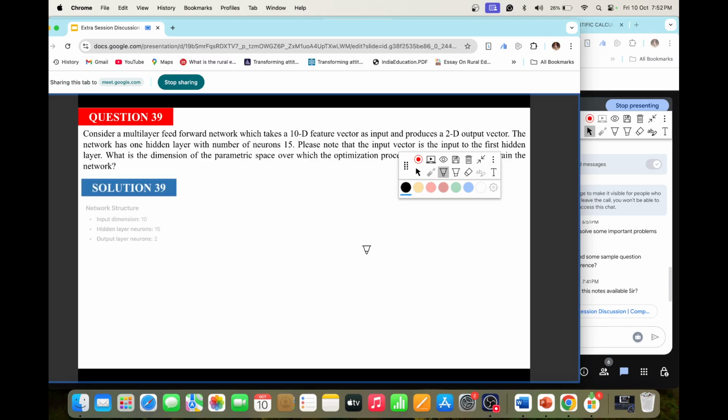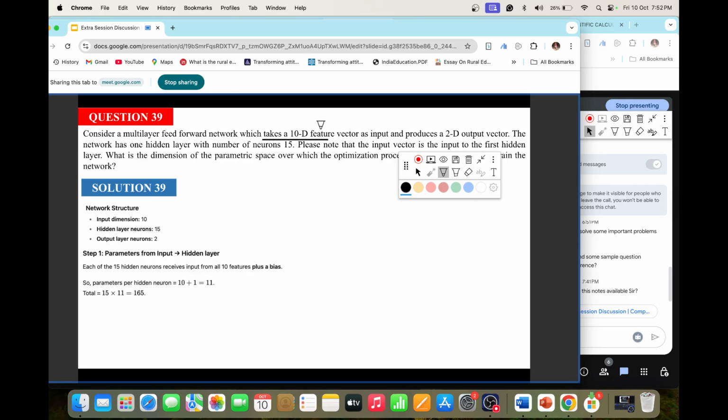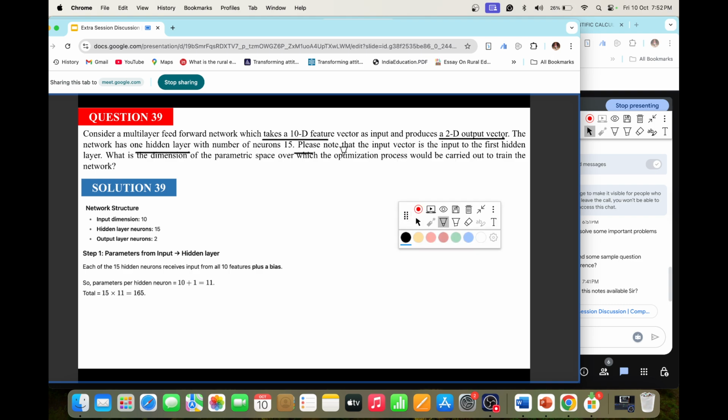And then consider this. Number of dimensions: consider a multi-layer network which takes a 10D feature, so 10 inputs are there and 2 outputs are there. The network has one hidden layer with 15 neurons. Please note the input vector and first hidden layer. What is the dimension of the parametric space?